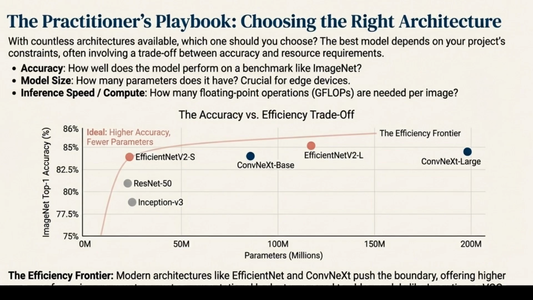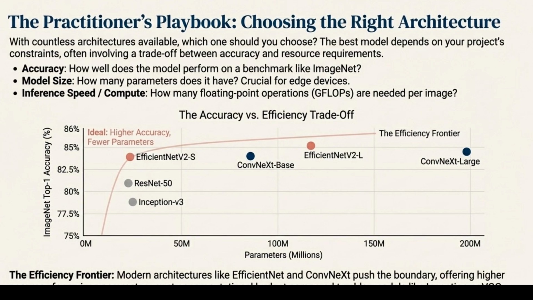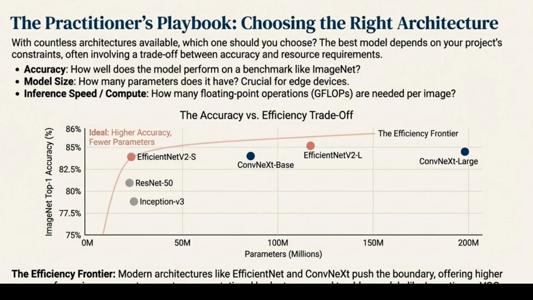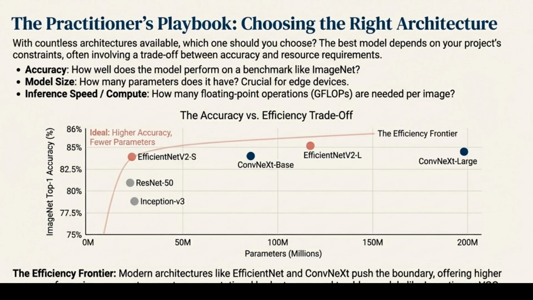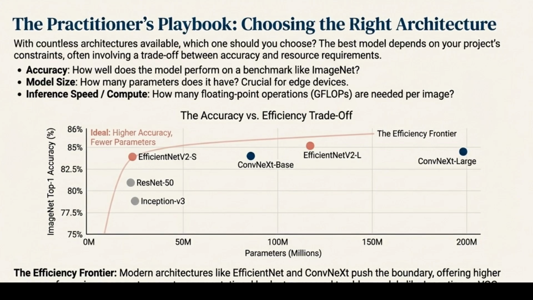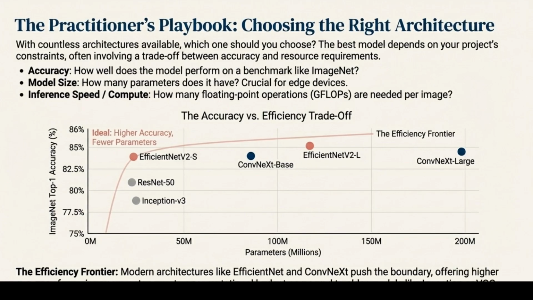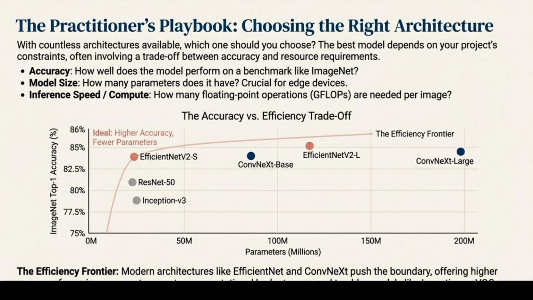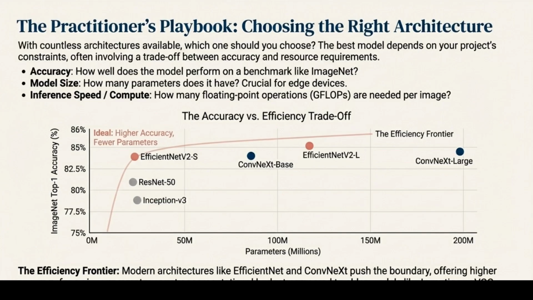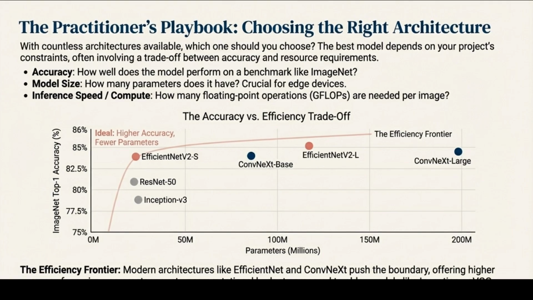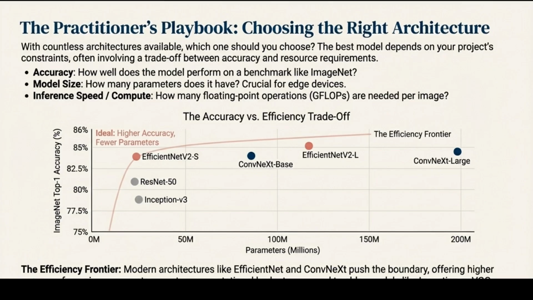You can see older models like ResNet 50 and Inception v3 sitting below this frontier. Modern architectures, such as EfficientNet v2 and ConvNeXt, have successfully pushed this frontier outward, offering significantly higher accuracy for the exact same parameter count or computational budget, giving practitioners powerful tools tailored to specific resource limitations.